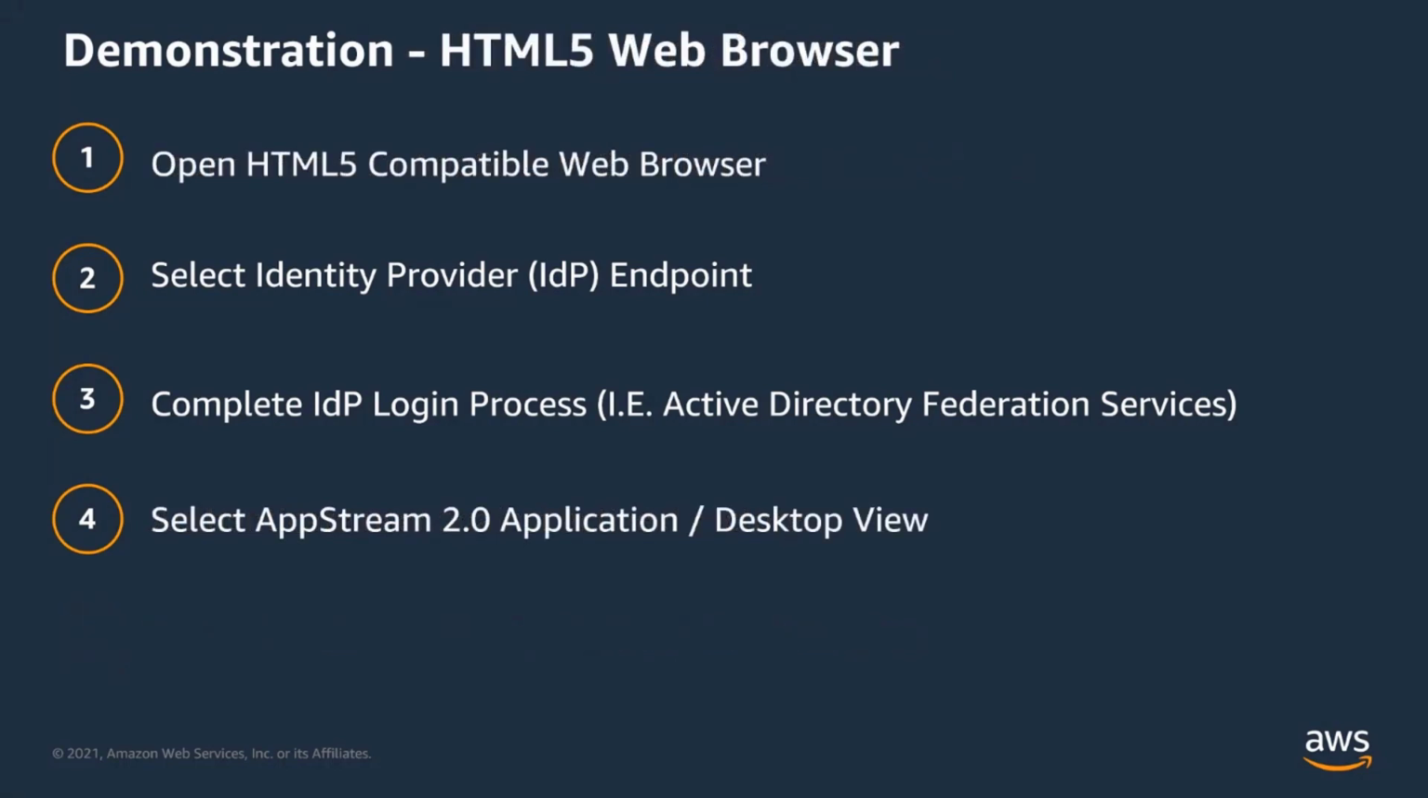The second demonstration today will be connecting to AppStream 2.0 to a non-domain joined instance via an HTML5 compatible web browser. The first step is I'll put in the web address for my identity provider. Again, ADFS in this scenario. I'll complete the identity provider login process. I'll select the AppStream 2.0 application or desktop view of my choice, and then I'll have the ability to interact with that remote session strictly through the browser. Let's go ahead and look at the demos.